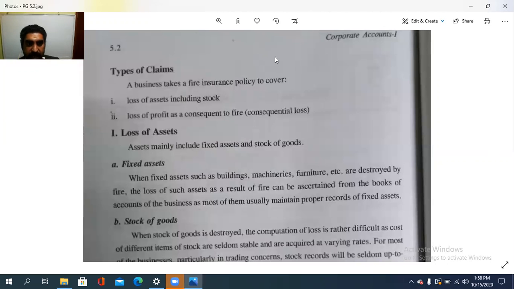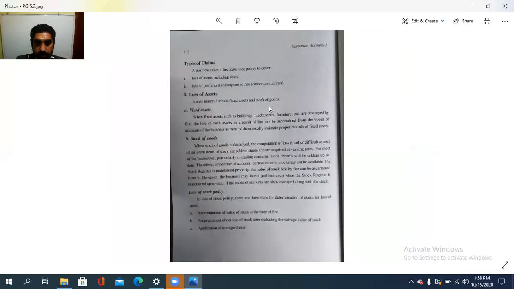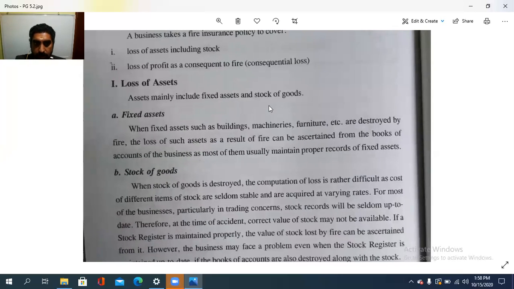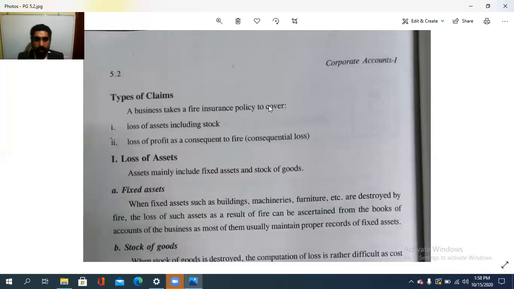Types of claims. A business takes a fire insurance policy to cover the loss of assets, including stock, and the loss of profit as a consequence of the fire. That is the consequential loss. So, loss of an asset including stock.